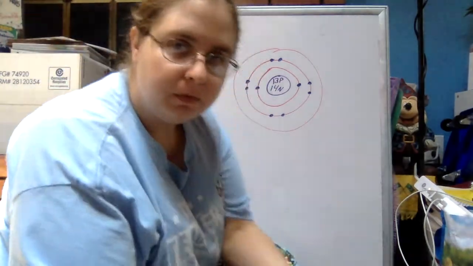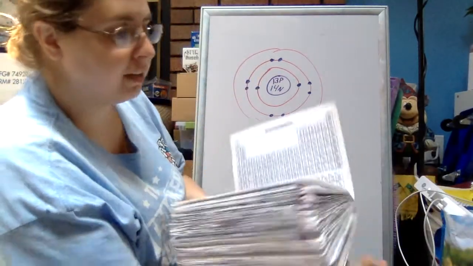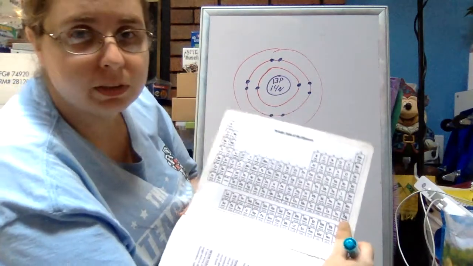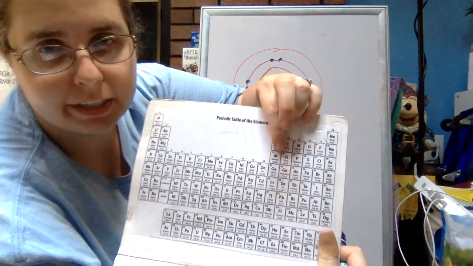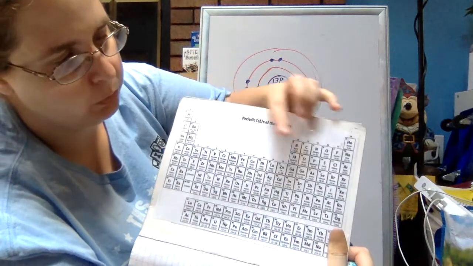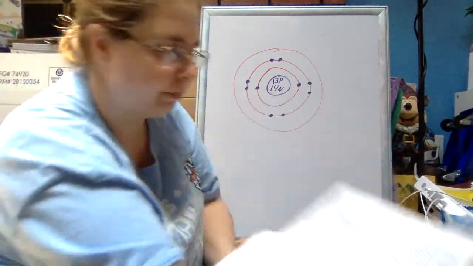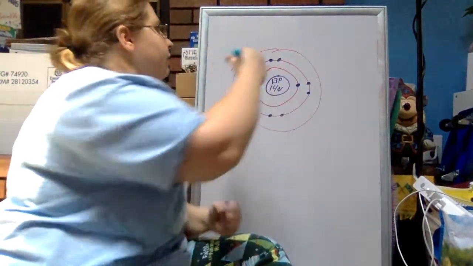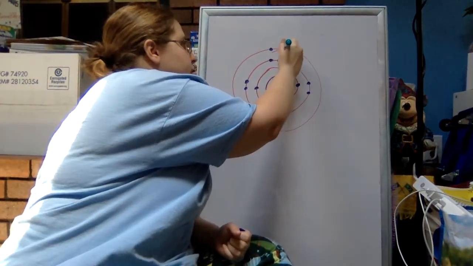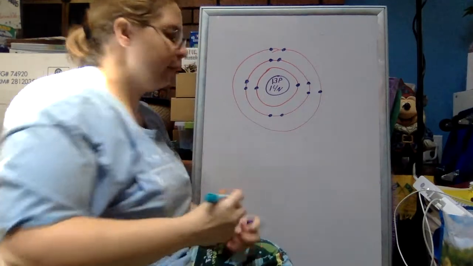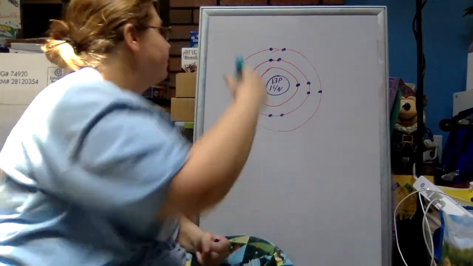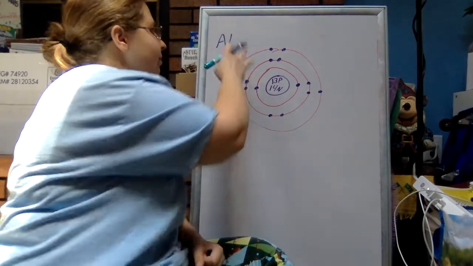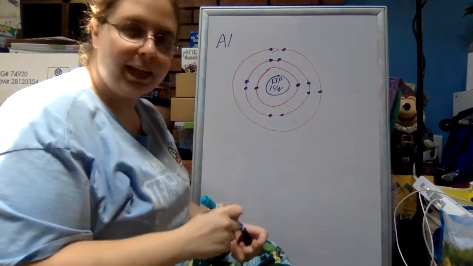And the last row, we're not going to go all the way across. We are going to count, but we are going to stop when we get to aluminum. So aluminum is right here. So we have 1, 2, 3. There are only 3 electrons in the outermost energy level for aluminum. So this is aluminum. See, not too bad.